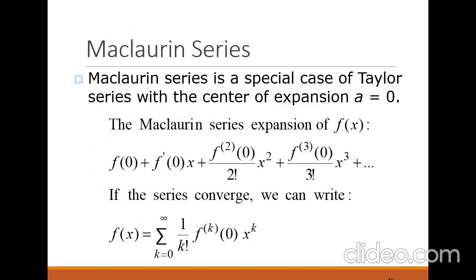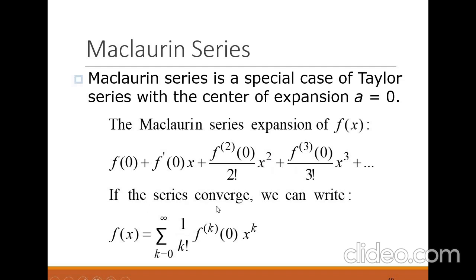The Maclaurin series is a special case of the Taylor series. This has a center of expansion A equal to 0. So the Maclaurin series expansion for f of x, evaluating at A, will be f of 0, plus the first derivative evaluated at 0 times x minus A, but A is 0, so this will be x. Then the second derivative evaluated at 0 divided by 2 factorial, times x minus A, but A equals 0, squared, so this will be x squared, and so on.